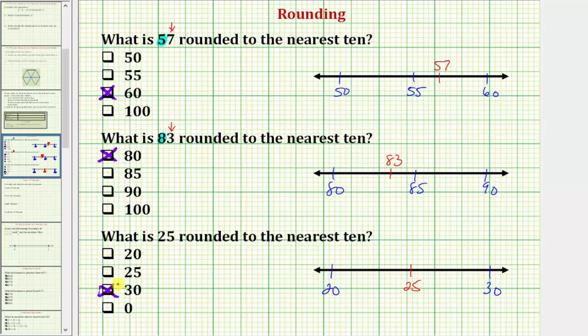Using our formal rules, notice how the 2 is in the tens place value. The digit to the right, the 5, indicates whether we round up or down. So again, if it's a 5 or more, we round up. 4 or less, we round down. So because it's 5, we round up, which means we change the 2 to a 3, and the ones place value changes to 0, giving us 30. 25 rounds up to 30 when rounding to the nearest tens place value.